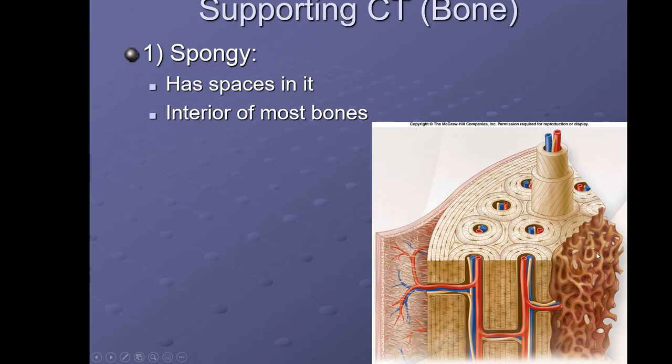So if you look at this, looks like spongy bone. This is spongy bone. It looks kind of like a sponge. You get these little pockets in it. In those pockets, it looks like there's air, but in reality, there's bone marrow in there. So those are the spaces I'm talking about.